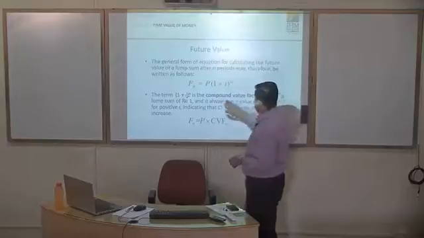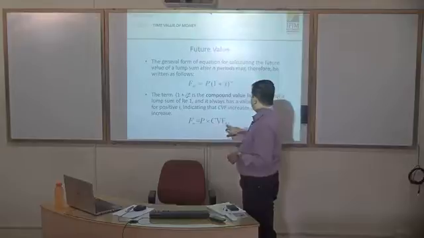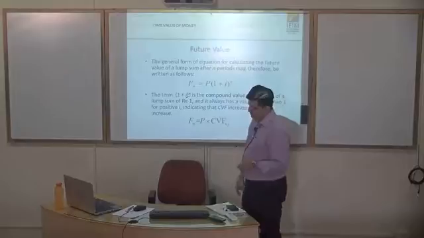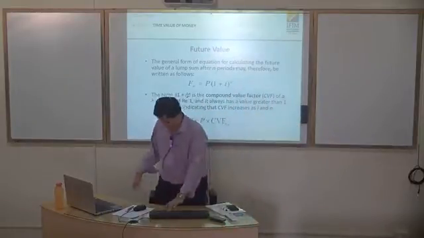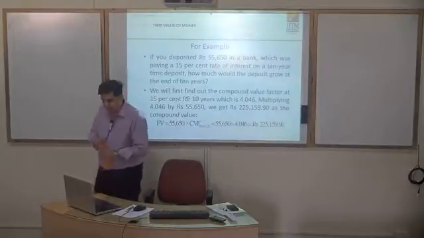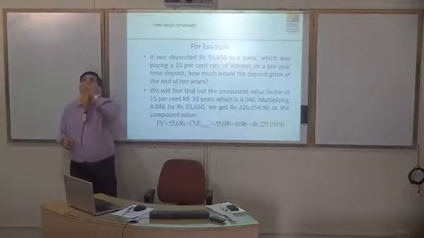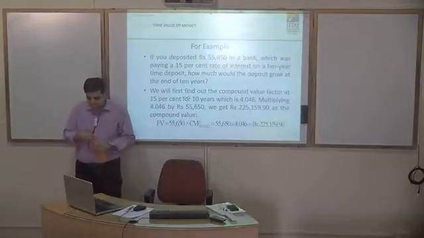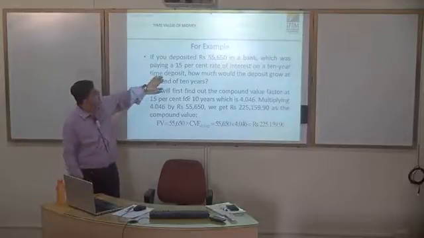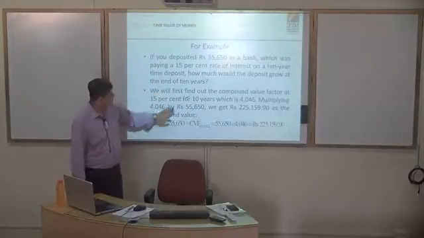So, to substitute the whole piece here, (1 + i)^n is the CVF for n and i. That means principal into this is also depicted as P into CVF. If you deposited 55,650 rupees in a bank which was paying a 15% rate of interest on a 10-year time deposit, how much would the deposit grow at the end of 10 years?